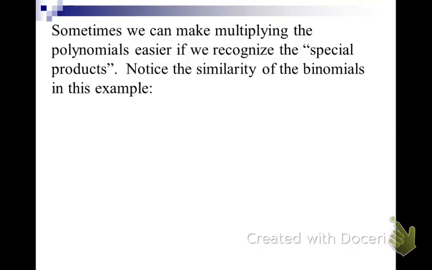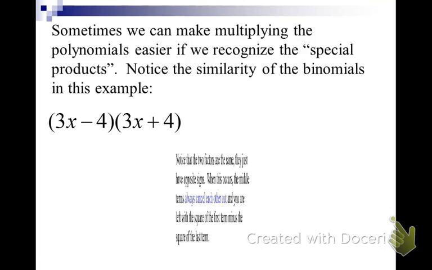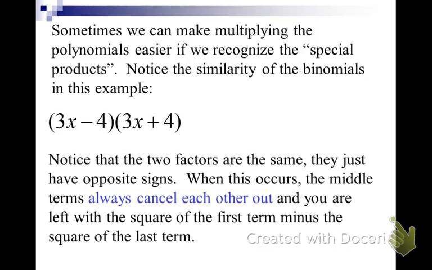Now we're going to talk about some multiplying special products. Here you'll notice that the first terms in the parentheses are the same and the last terms are just opposite in sign. When we multiply those together, what's going to happen is we're going to lose the middle term.